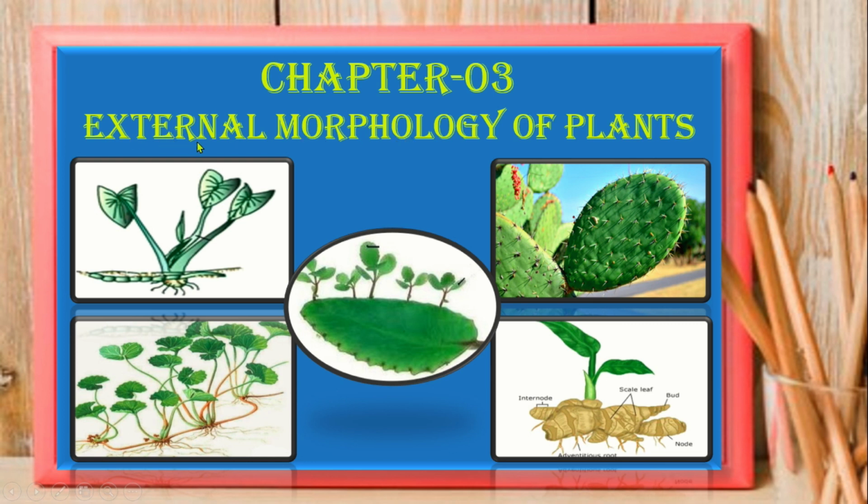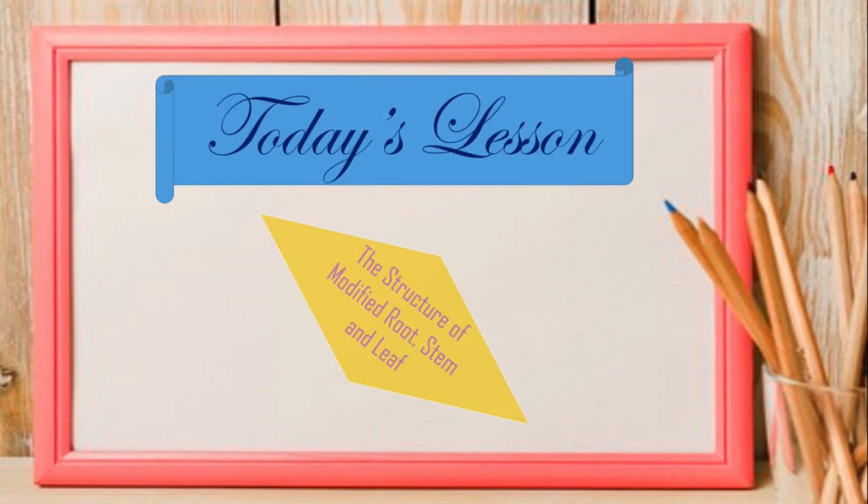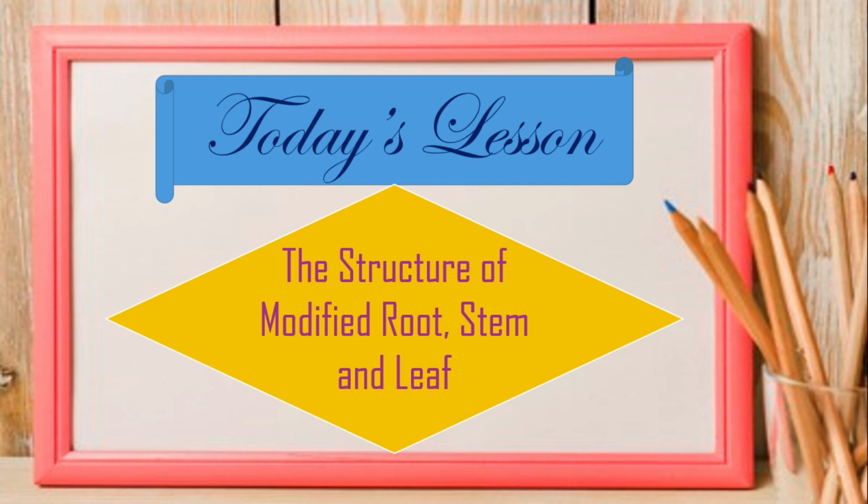So the study of the structure or form of an organism is called morphology. And external means the outward appearance of an organism. Here outward appearance means the shape, structure, color, pattern, size of the organism. So external morphology of plants means the study of external structure or form of plants. Today I will explain about the structure of modified root, stem and leaf.